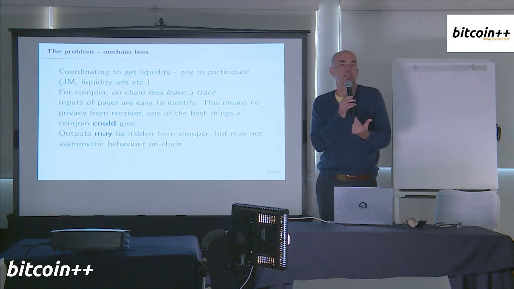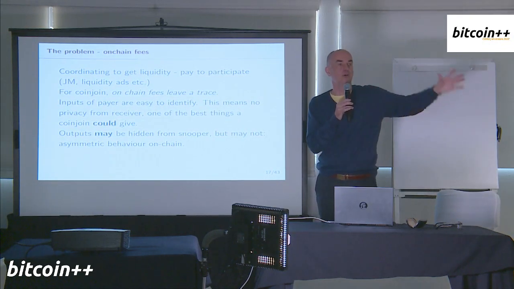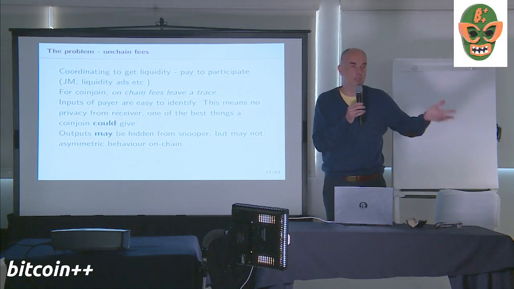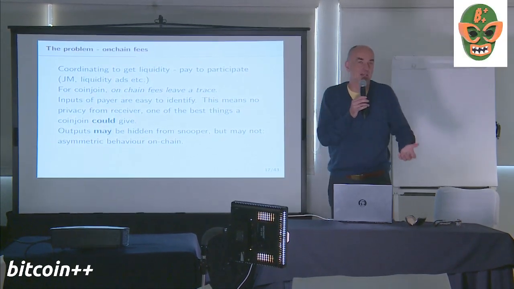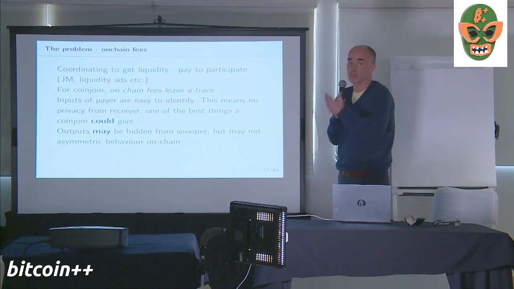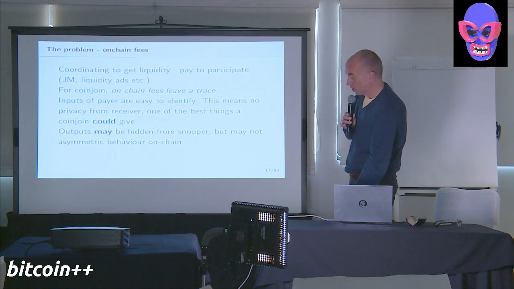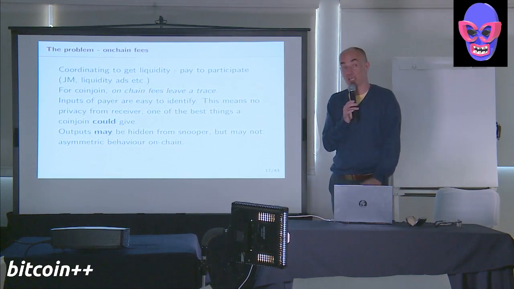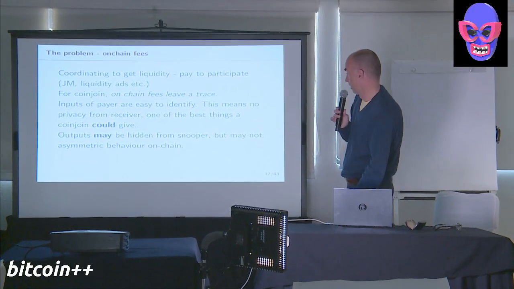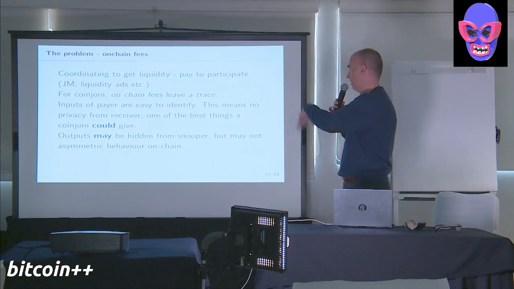What you would really want is that the receiver of the funds doesn't know where they came from, or at least that's one thing you would want. You don't really get that because of this on-chain fee thing. So we want this fee to be off-chain, but that's a bit tricky. I'm going to propose a way to solve that problem, to make the fee off-chain so nobody sees it. I'm kind of glossing over the text here.